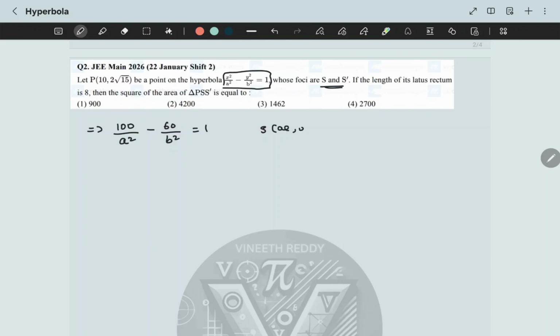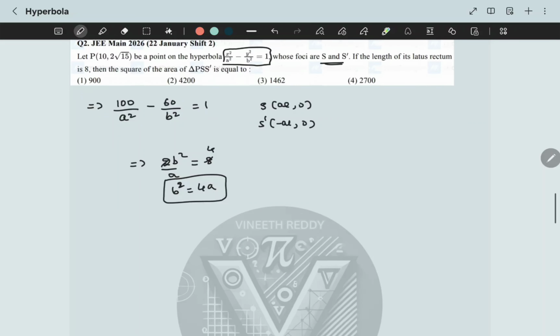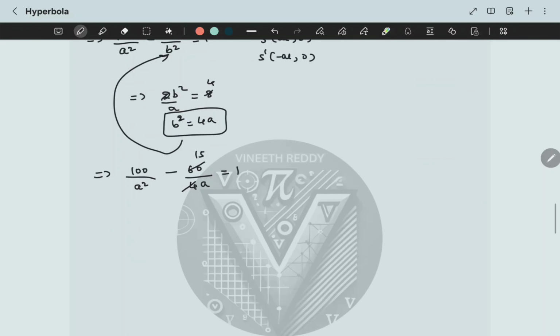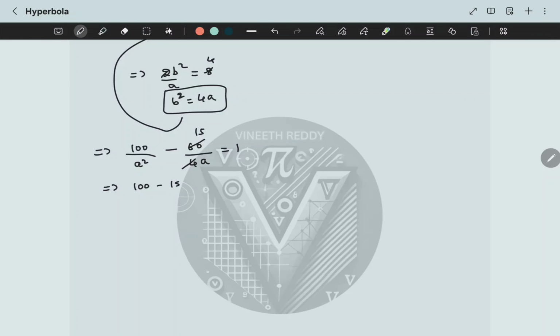Okay, so S will be (ae, 0) and S dash (minus ae, 0), since it's a standard hyperbola. If the length of its latus rectum is 8, okay, that means 2b square by a is 8, so b square will be equal to, I think, 4a. So if I replace this equation in this equation, I get 100 divided by a square minus 60 divided by 4a is equal to 1. So we get 100 minus 15a divided by a square is equal to 1. So a square is equal to minus 15a plus 100, or a square plus 15a minus 100 is equal to 0.